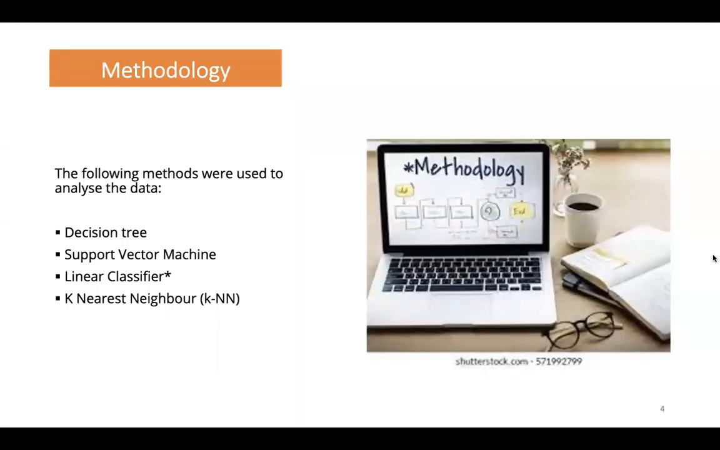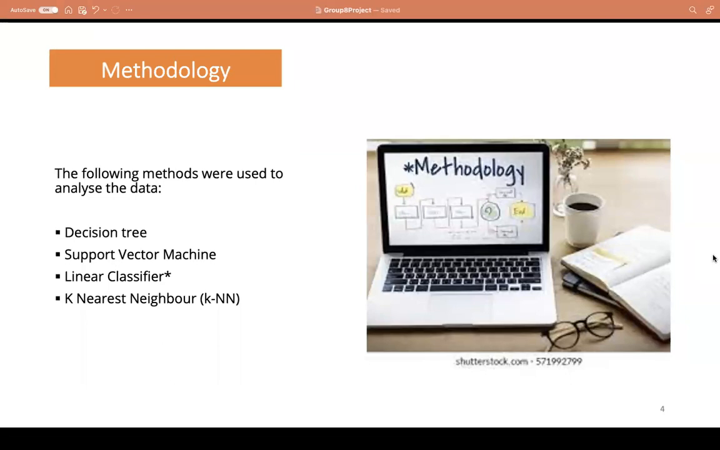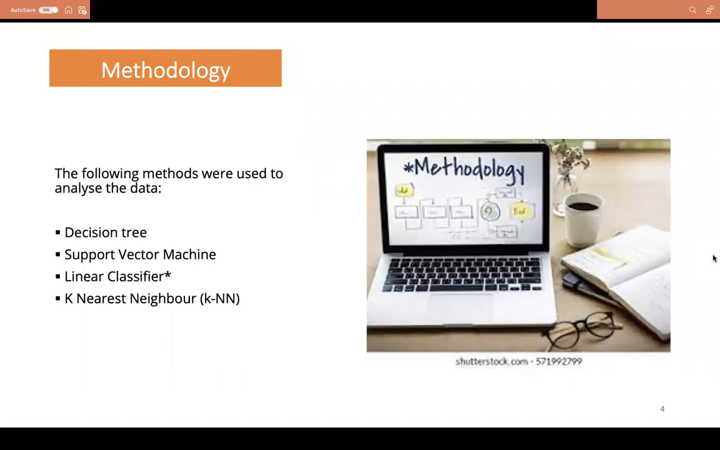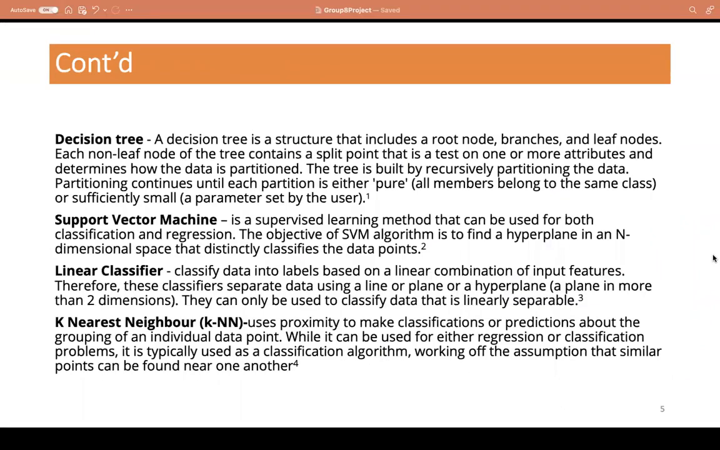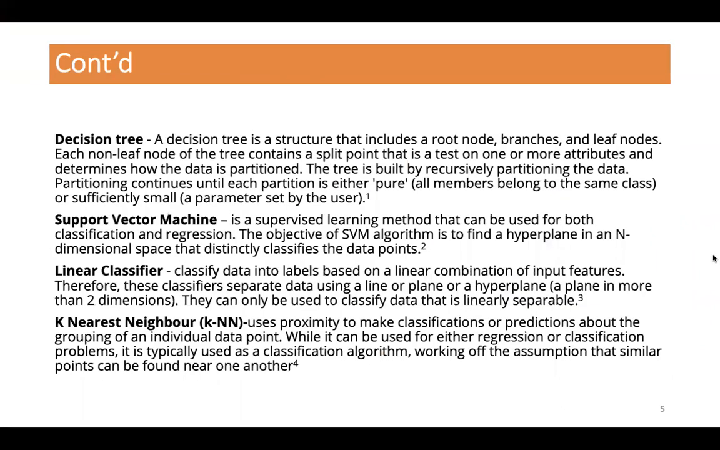So methodology. The methods that were used to analyze the data are decision tree, support vector machine, linear classifier, and KNN. These are the four classifiers with the description beside them.